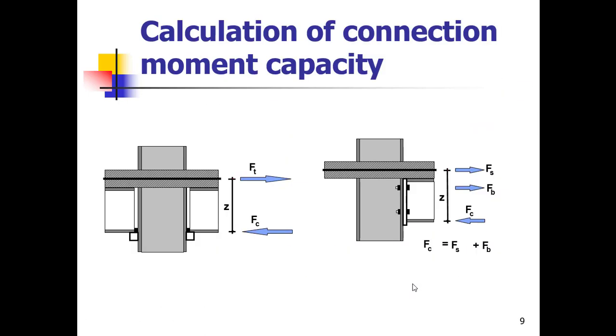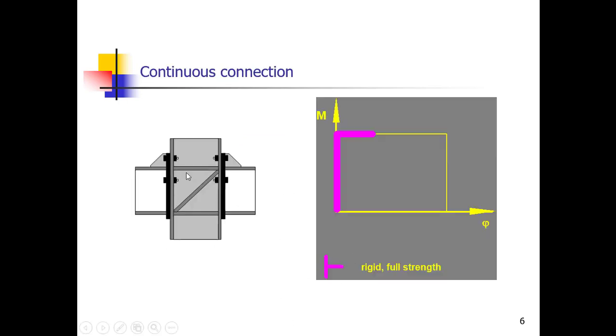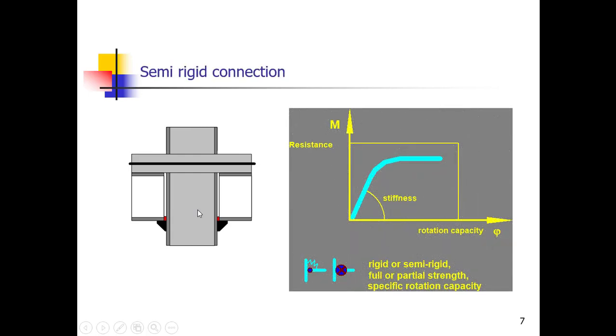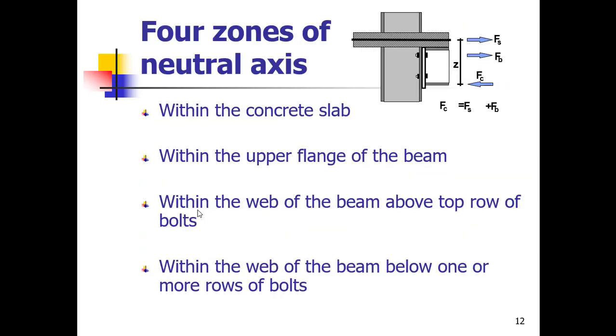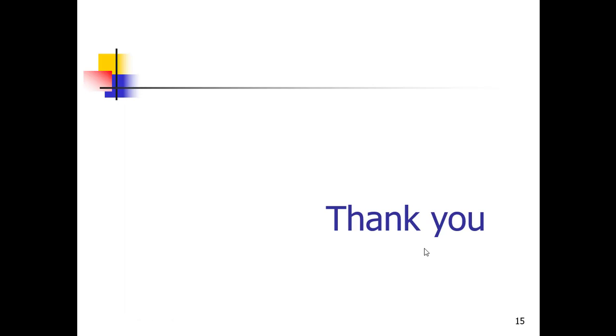The best measure is to go for stiffeners. You can provide stiffeners along the length of the flanges of the beam, as well as a diagonal bracing. These stiffeners will avoid the three modes of failure of the column web. So how to avoid or remedy this? As I said, you can go for a web plate, double plate or diagonal stiffener, or otherwise provide a bearing stiffener to the web of the column flange. Thank you. This is all about connections in composite construction. Thank you very much.